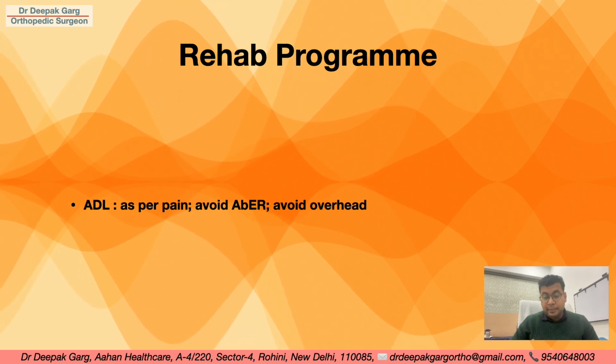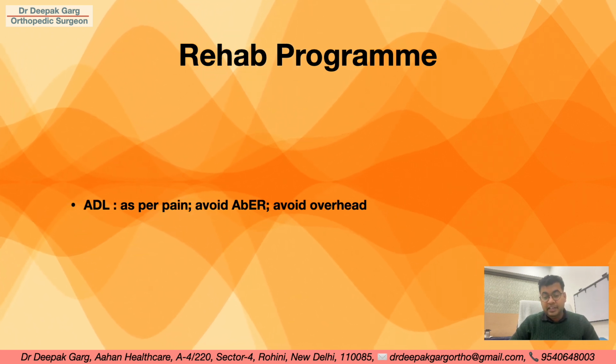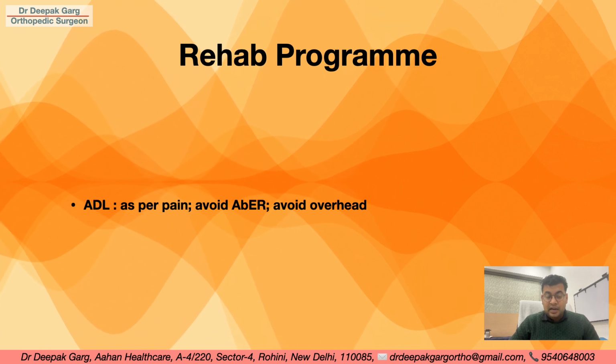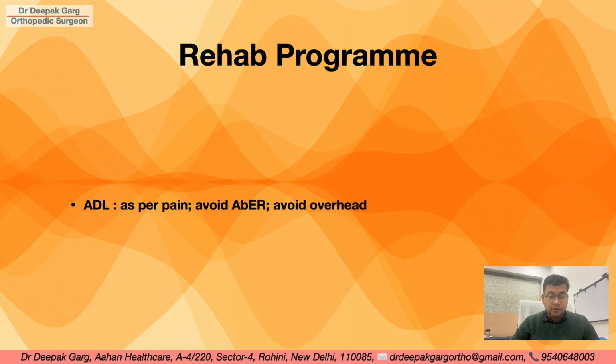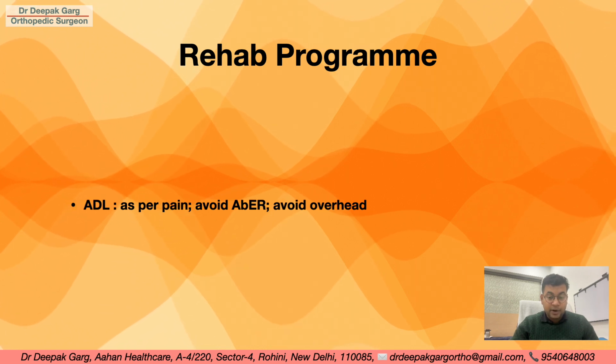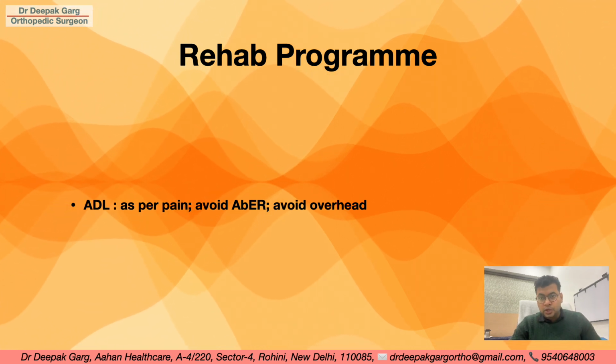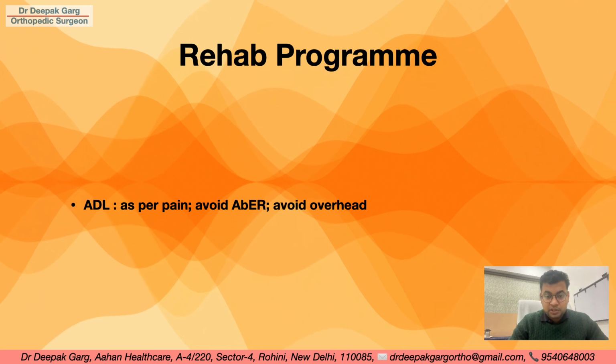Now when the patient is going back to activities of daily living after 3 months, we will allow the activities as per the pain tolerance, and we will avoid abduction and external rotation and overhead abduction. So this was about the acute shoulder dislocation.